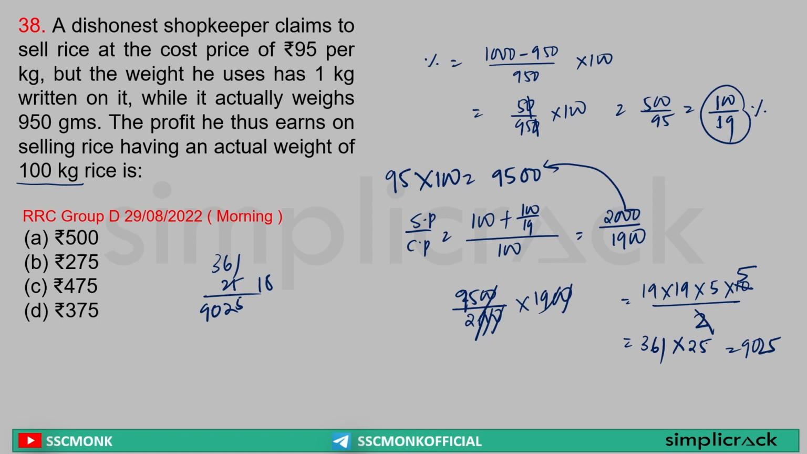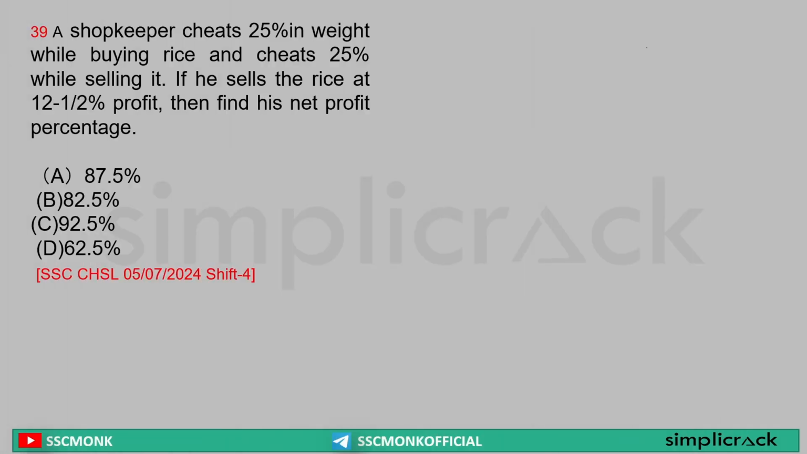Clear? Now the selling price is 9500. So profit is equal to 9500 minus 9025, which is equal to 475. That is answer option C. Clear? Basic? Next. Now this is an interesting question.